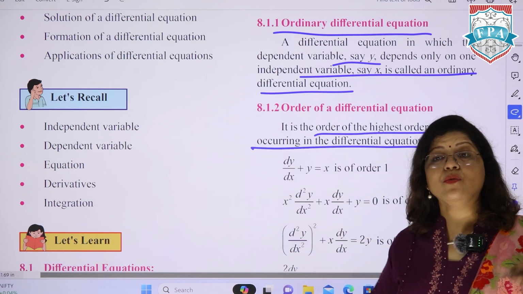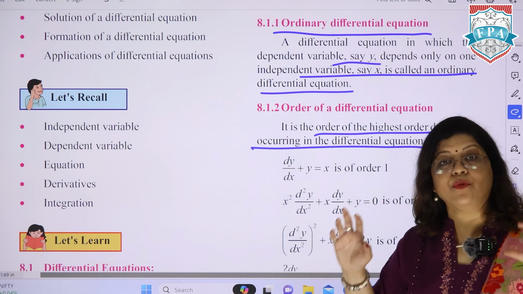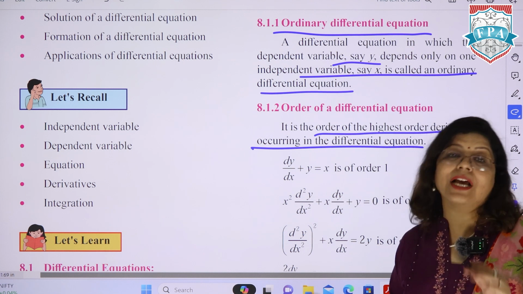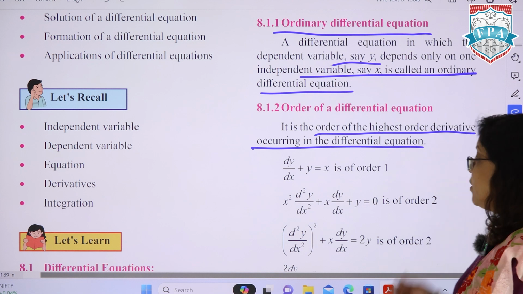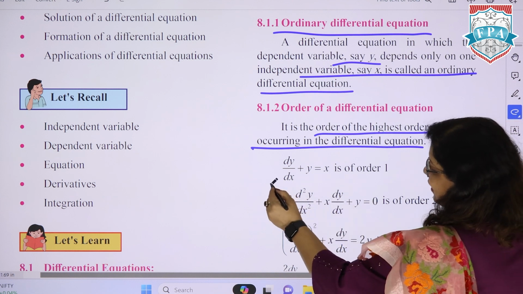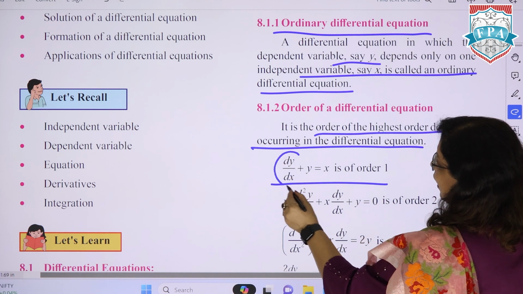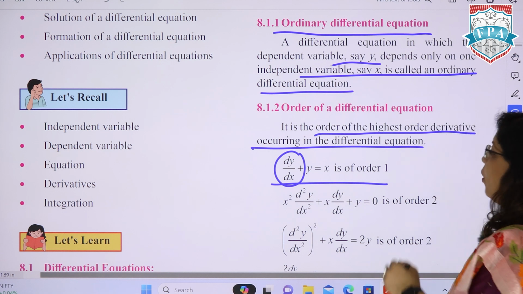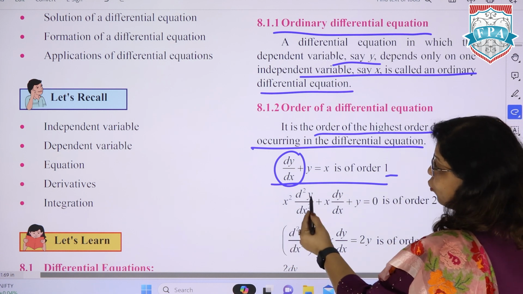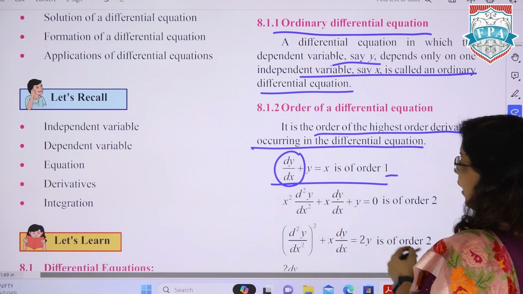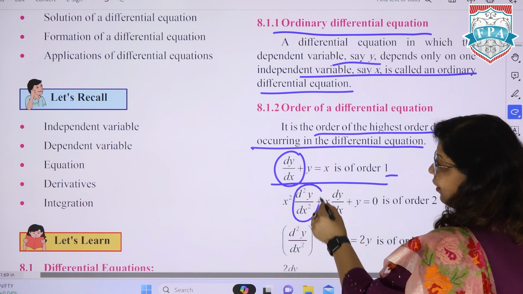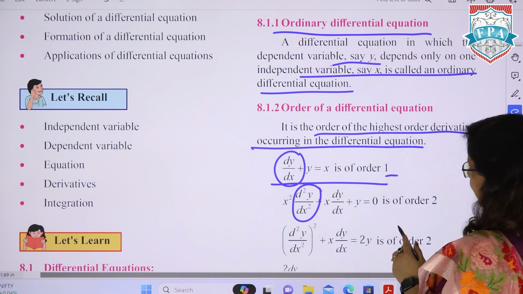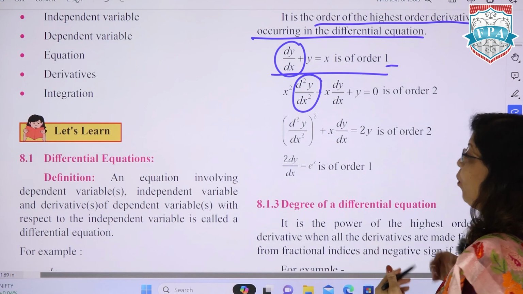So when you see a differential equation, it is written in the differentiation form. That's why the name is differential, but it is solved using integration. That's how integration comes in the picture. So dy by dx plus y is equal to x. Now the highest order derivative over here is dy by dx, so the order is 1. Say if it is x square d2y by dx square plus x dy by dx plus y, then you can see that the highest order derivative is d2y by dx square, which is order 2. Third, if it is dealing with d3, then it will be order 3.